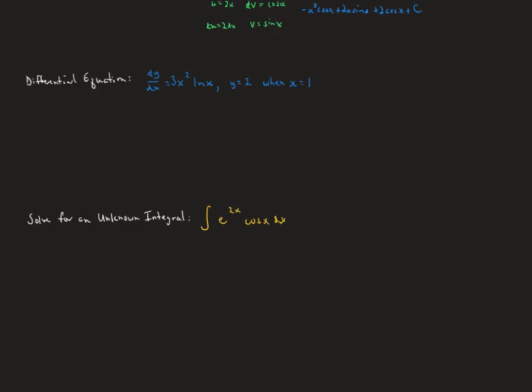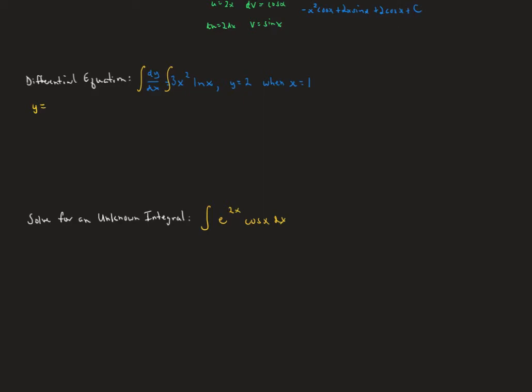So here is our differential equation: dy/dx is equal to 3x squared natural log x, and we have the initial condition that y is 2 when x is 1. This is what we would call an exact differential equation because we have the derivative already isolated by itself. So we can just integrate both sides. The left side is straightforward enough: the integral of the derivative of y is just y.